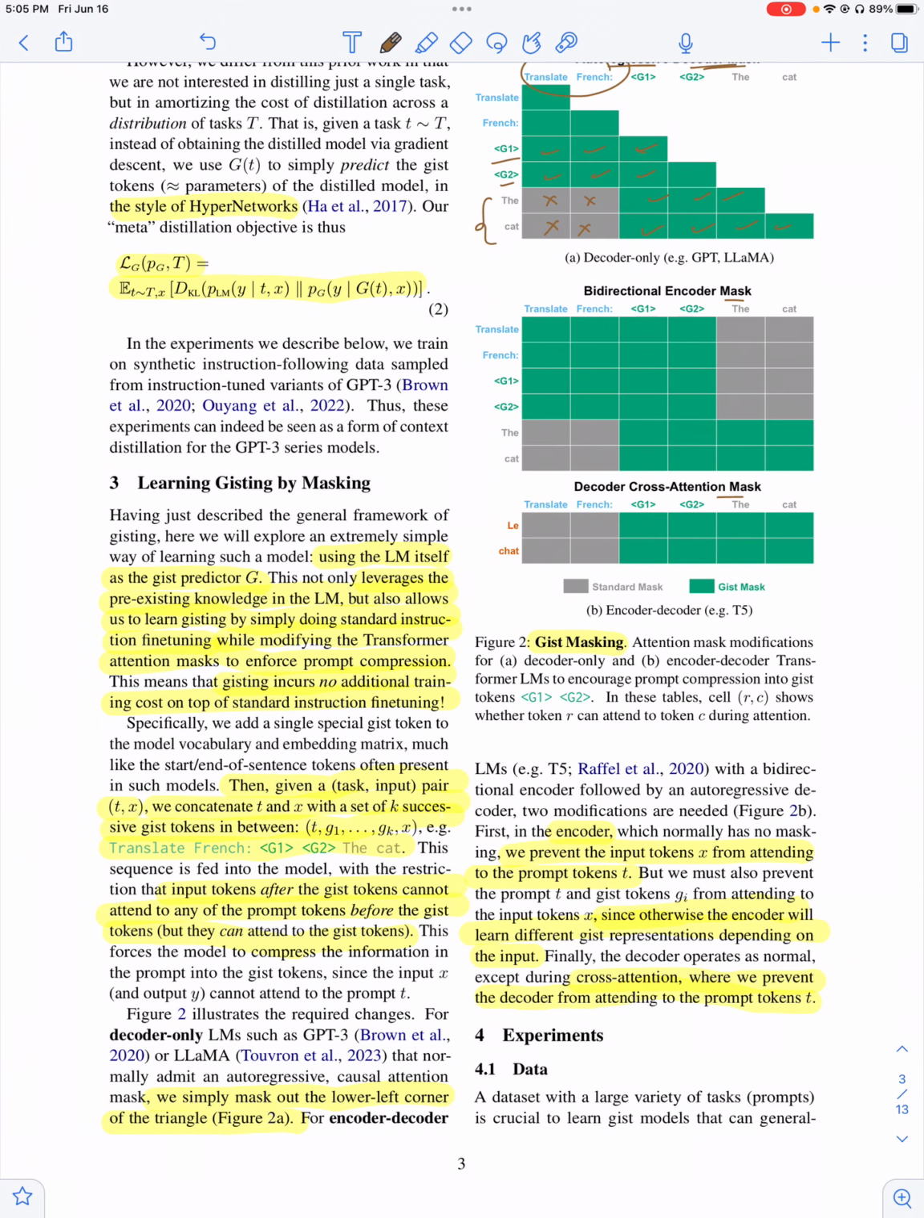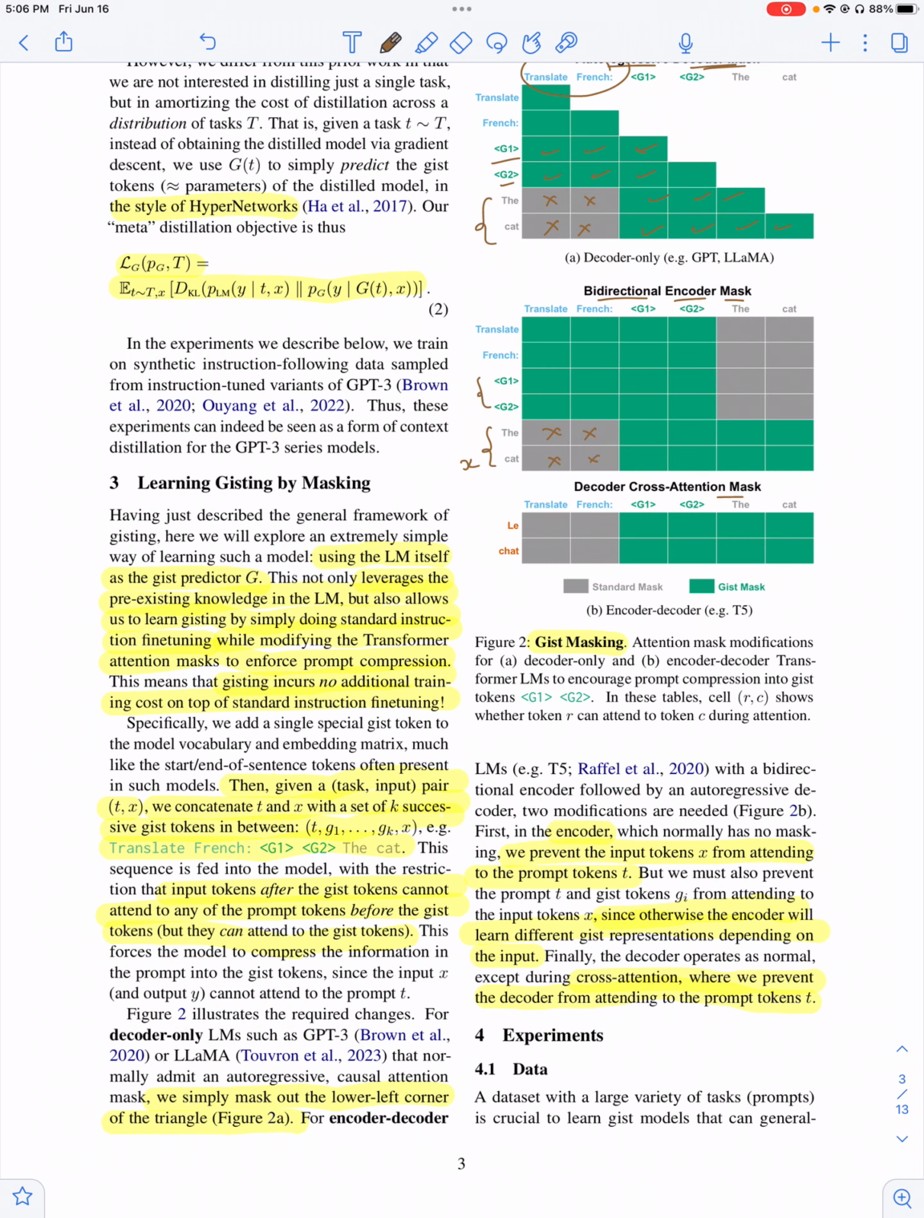When you look at encoder decoder models, now this is a little different. Now, if you recall in the encoder model, you have bidirectional attention. Basically, what that means is any token can pay attention to any token either before it or after it. So that is bidirectional attention. But again, we need to make sure that the constraints of the task are reflected here. And we said that we want the input X to only pay attention to the gist tokens, right? So we are restricting attention from the input to the prompt tokens.